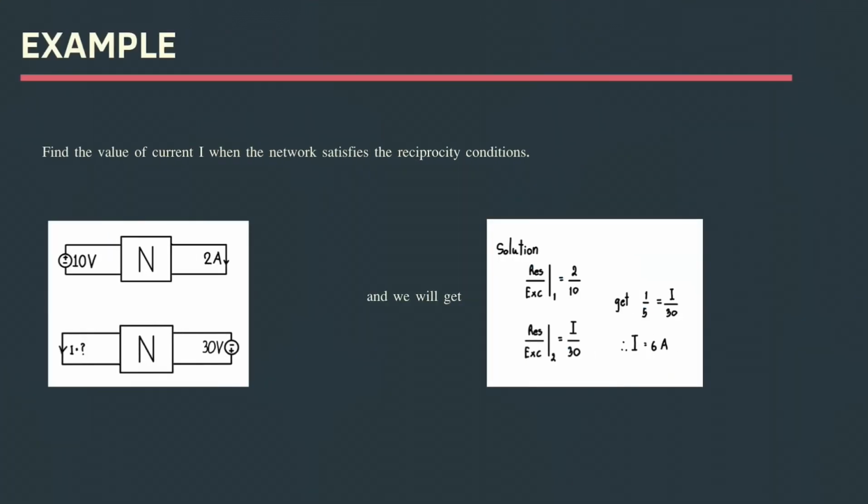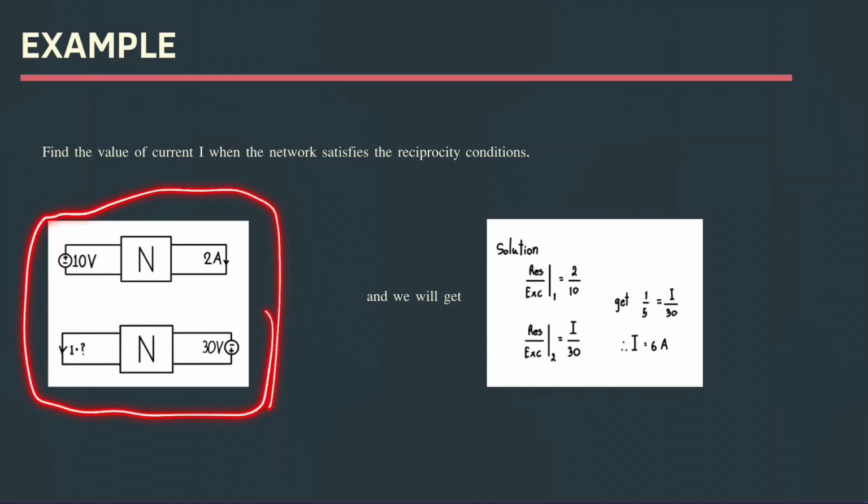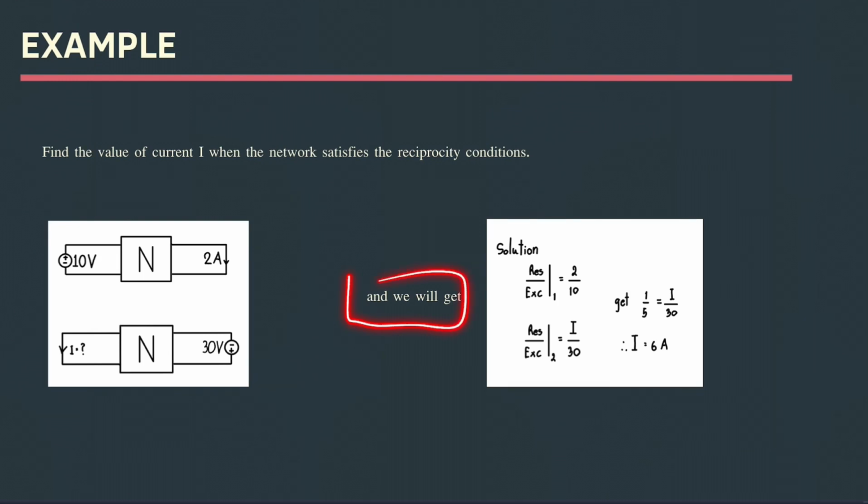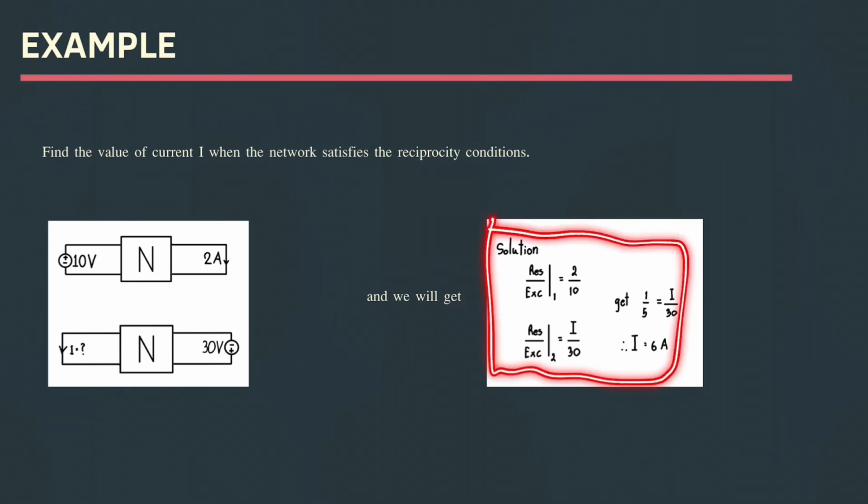And next we will do an example and find the value of current I when the network satisfies this reciprocity condition. This is the example, and we will get this solution, and we will find I is equal to 6 amperes.